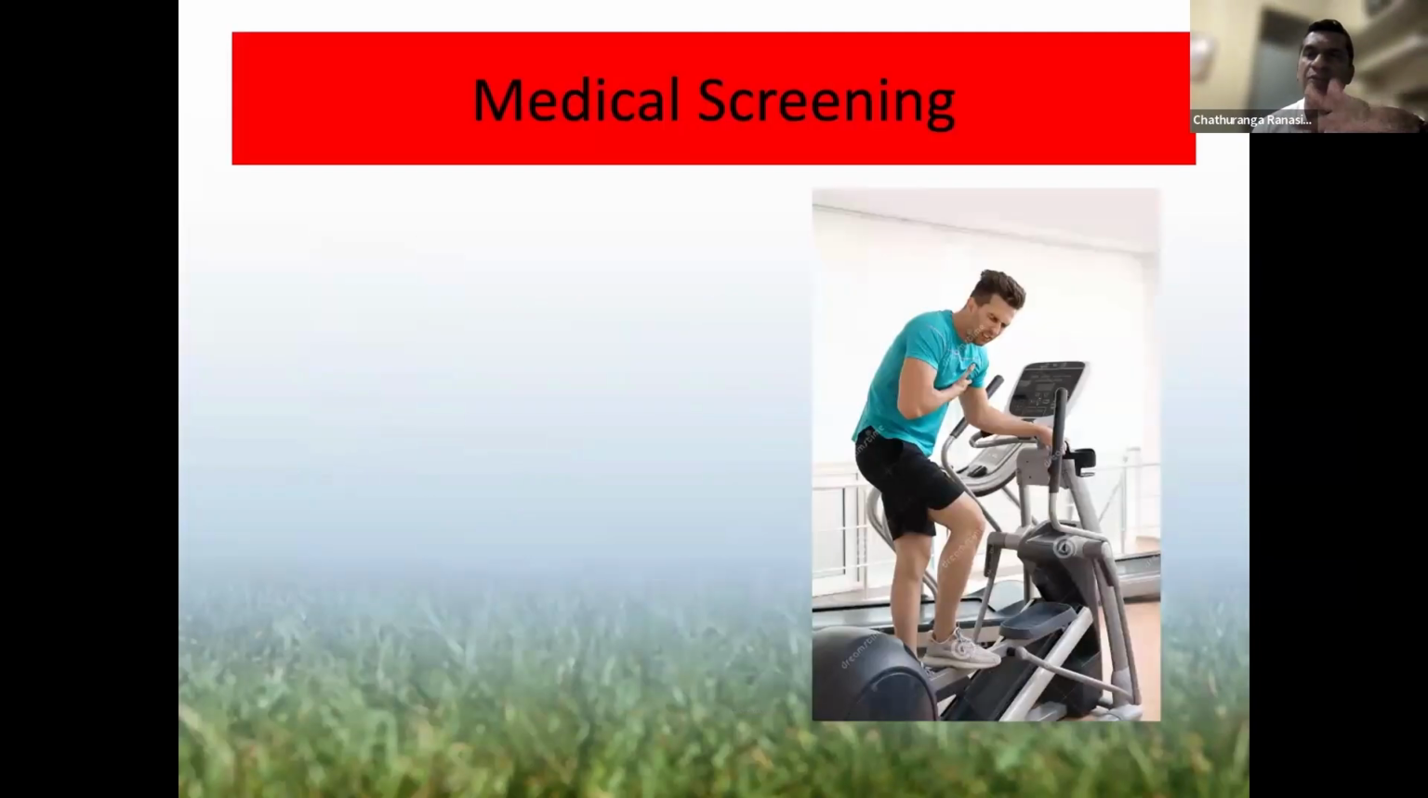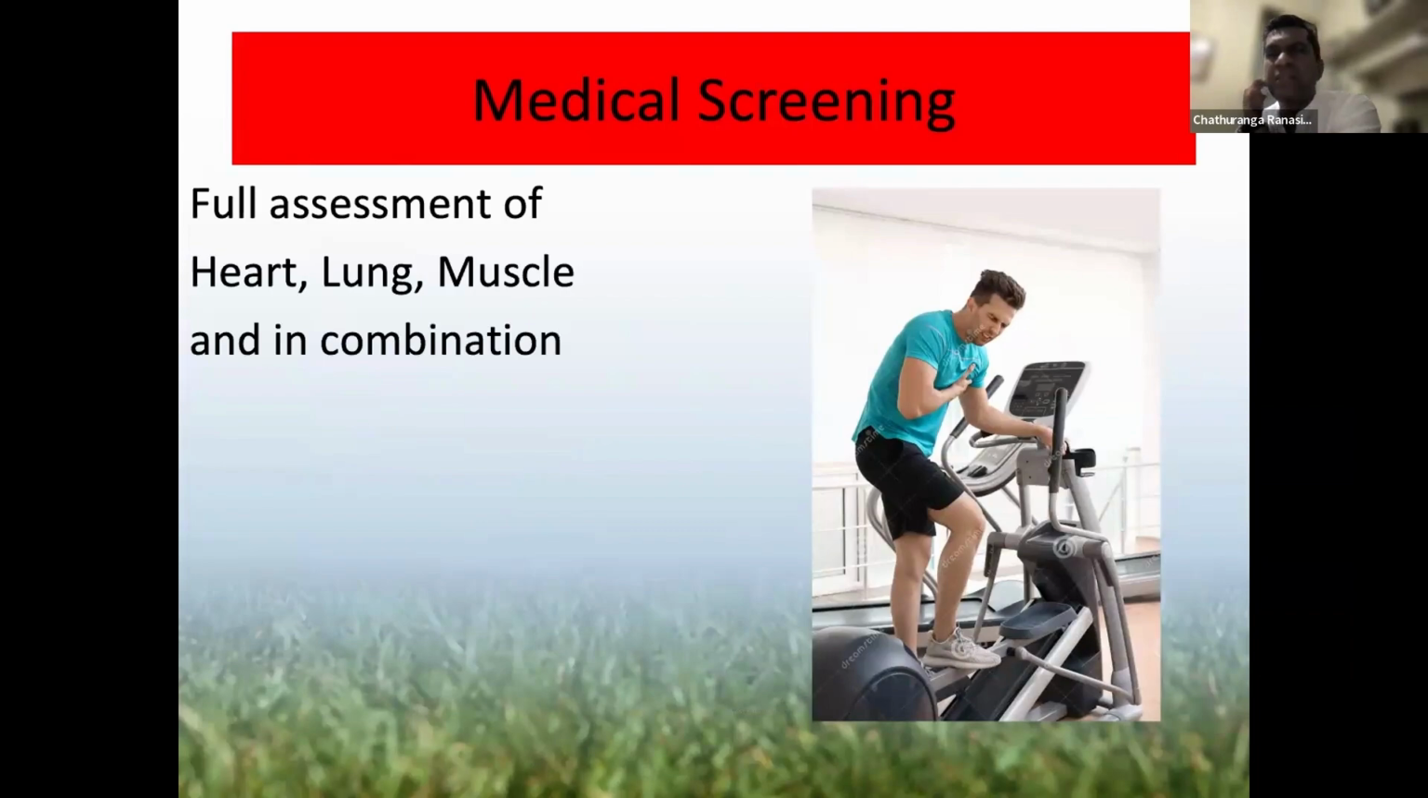Apart from that, we do a lot of medical screening because we need to know not only performance but their general health, their heart, lung, muscle, and how they are doing. So athlete health is the number one thing, not the performance, but athletes think it the other way. They take their performance first.